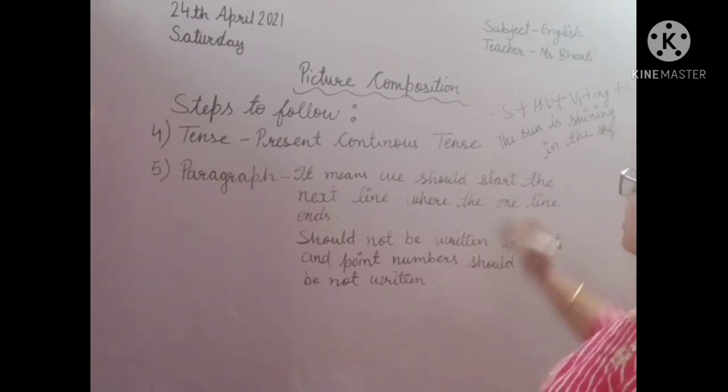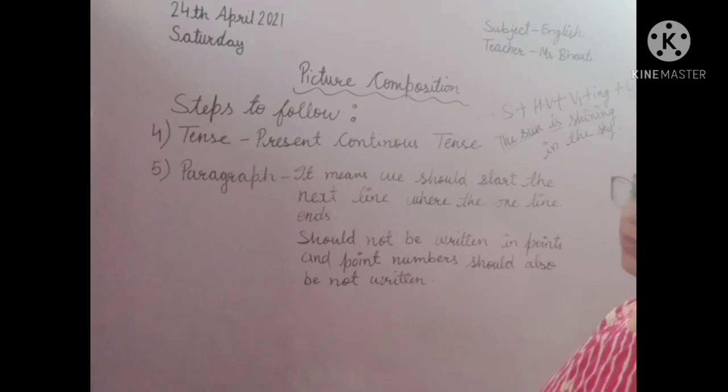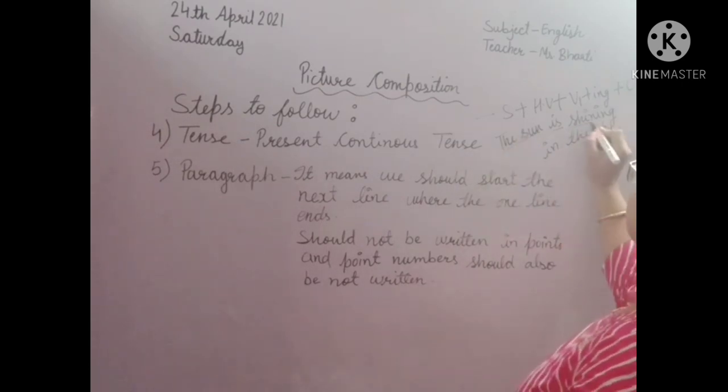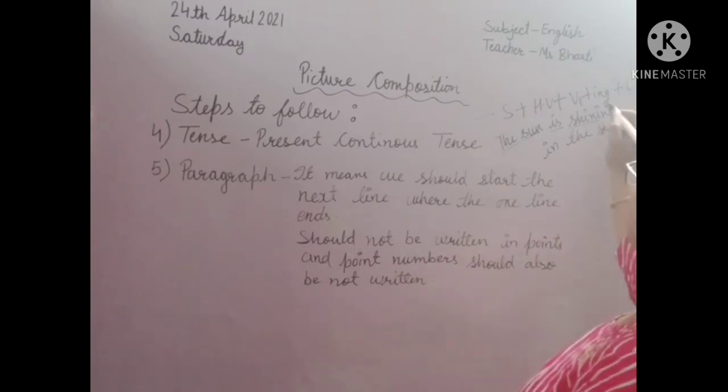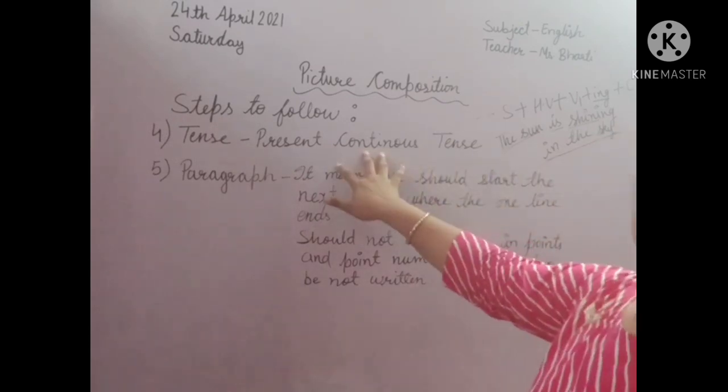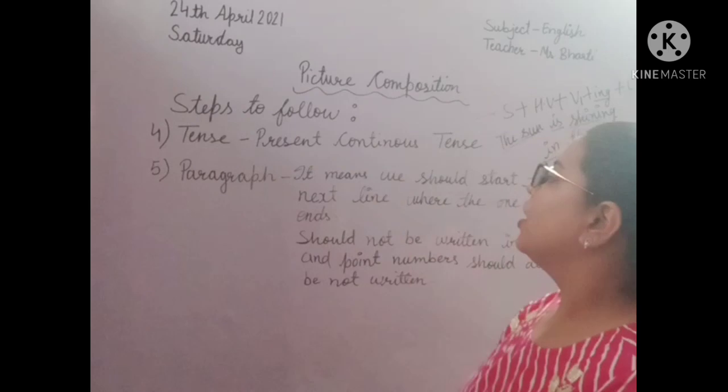Here, the sun is the subject, and "is" is the verb used for the subject sun. Shine is the first form of the verb and we have added an "ing" to it, and the object of this sentence is "in the sky." So this is the way we have to write sentences while writing a picture composition.